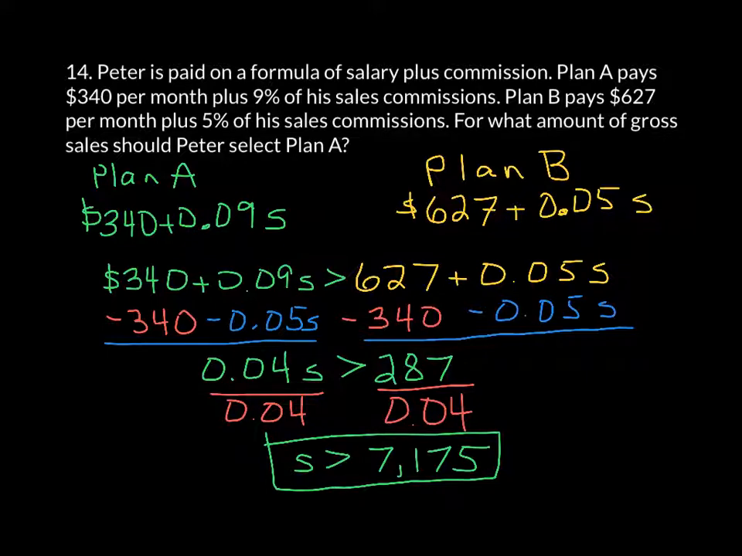$7,175, then Plan A is better than Plan B. We can check it by plugging 7,175 back into Plan A and Plan B. If S is equal to 7,175, Plan A should equal Plan B. So let's see if that works out.